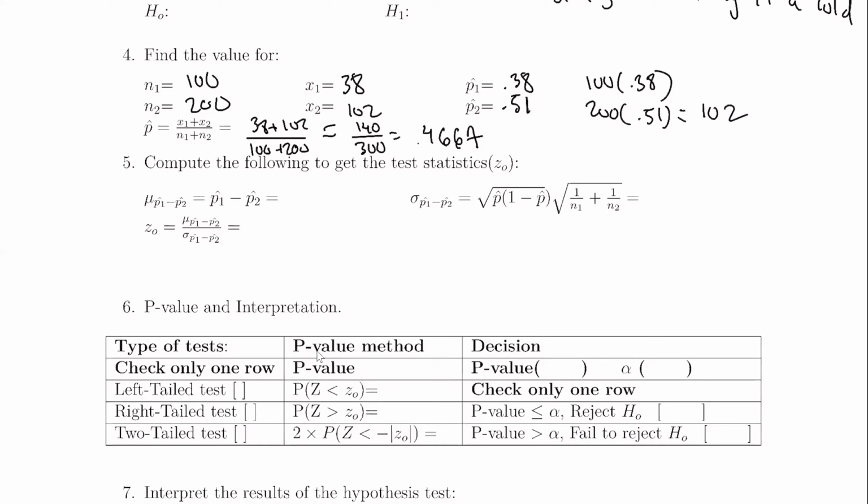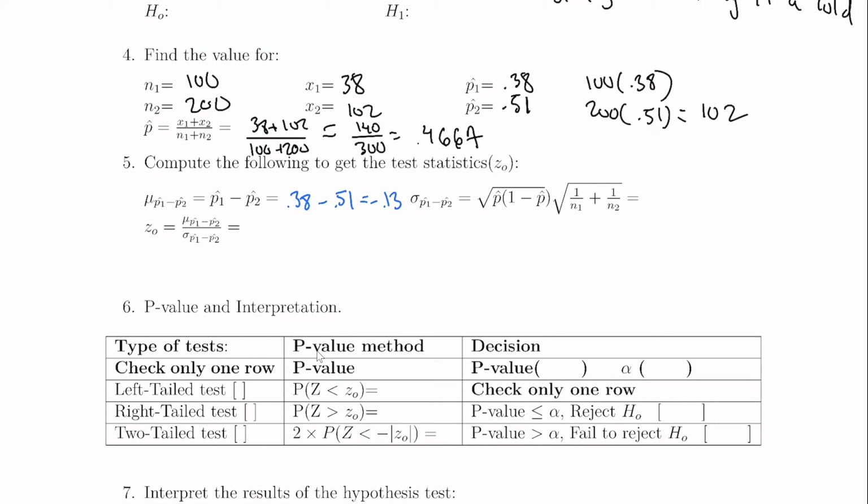So p hat 1 is 0.38 minus 0.51. You get negative 0.13. So that's mu of p hat 1 minus p hat 2. If you look at it, we have a difference of 13%. So we're trying to find out, is that difference of 13% something that's significant, or did that just happen by random chance?